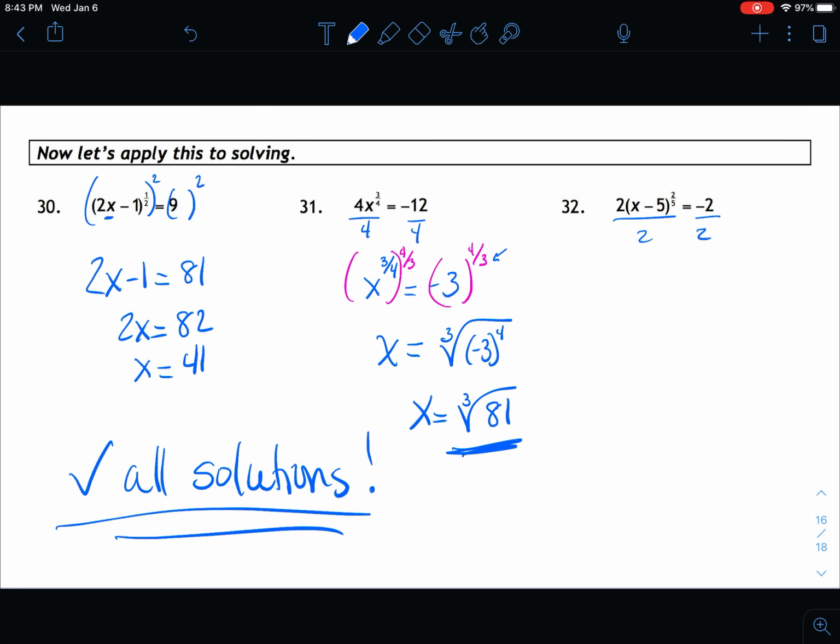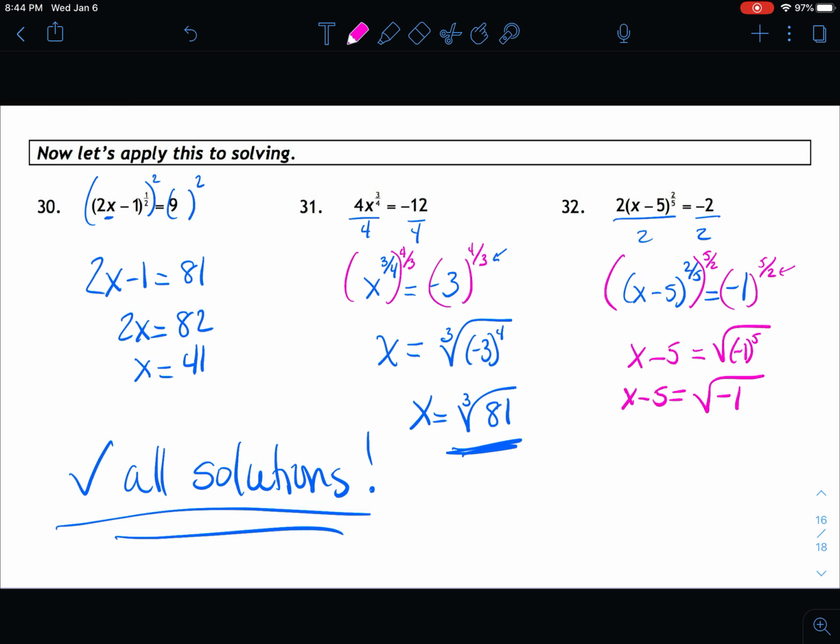Okay, last one. Let's get that everything out of the way except for what's being raised to the power. So I divide both sides by 2. And now I see my variable and I'm trapped by an exponent of 2/5. And how do I make that an exponent of just 1? I'm going to raise it to the 5/2 power. Okay, so now that is just x minus 5 raised to the 1st, which is just x minus 5. And we have the square root, because remember, that's your index, of -1 to the 5th. So x minus 5 equals, this would become -1 after I raised it to the 5th power. And do you remember what the square root of -1 equals? That's our imaginary number, and it's represented by lowercase i.